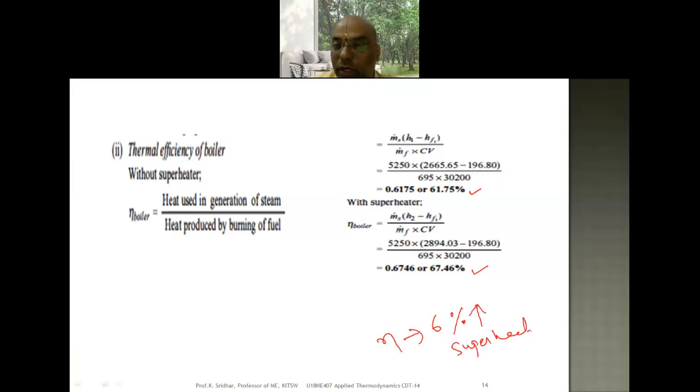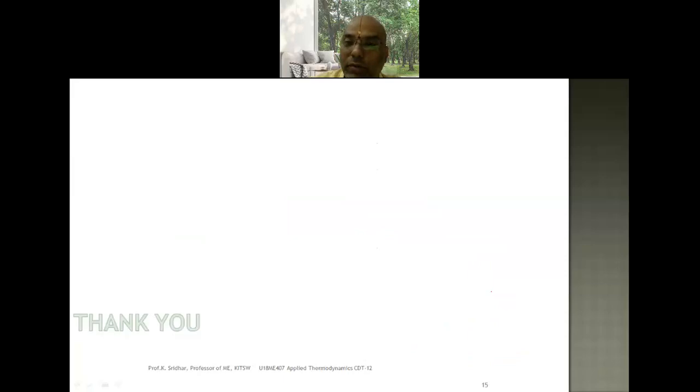That's why it is always desirable to employ a superheater, economizer, and air preheater in these devices. Like this, we are able to solve some problems on the performance of the boiler. I hope you understood how to calculate the performance parameters of the boiler, and similarly the boiler efficiency, superheater efficiency, economizer efficiency, and overall boiler efficiency.